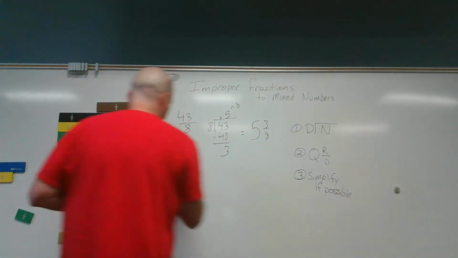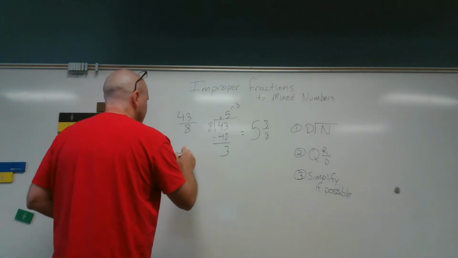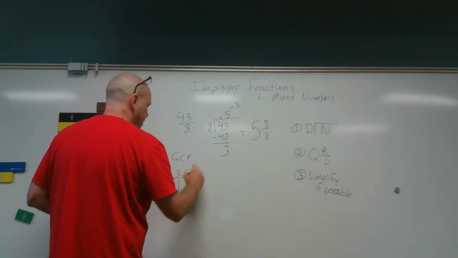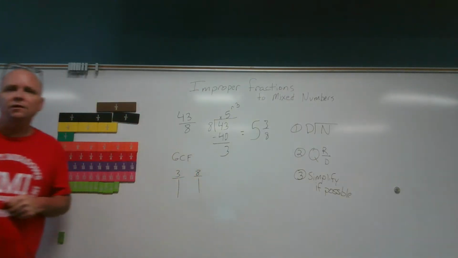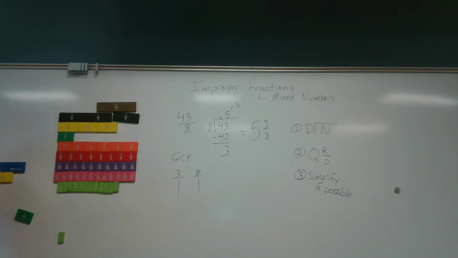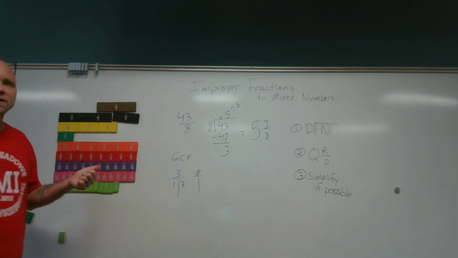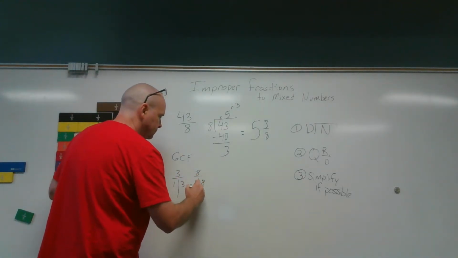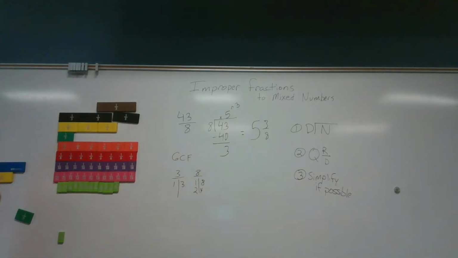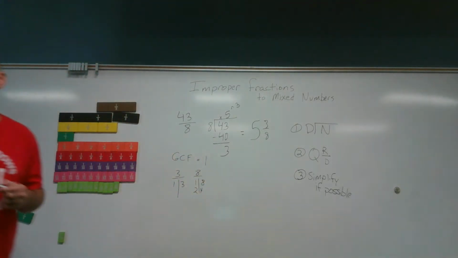Okay, let's check. We need to simplify. Alize, do you remember what we do to simplify? You find the greatest common factor. So I find my factors of 3 and my factors of 8, and I want to find the biggest one they have in common. So Alize, what are my factors of 3? 1 and 3. Any others? No. What are my factors of 8, Alize? 1 and 8 and 2 and 4. Greatest common factor is what, Alize? 1. If the greatest common factor is 1, then that fraction is already in simplest terms.